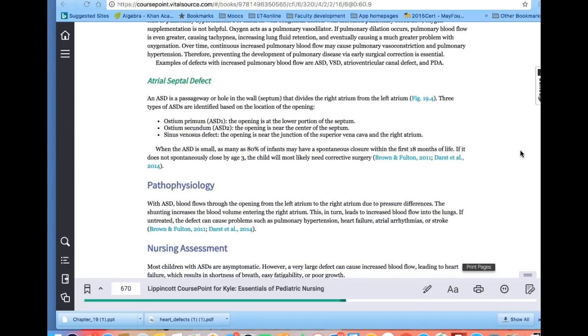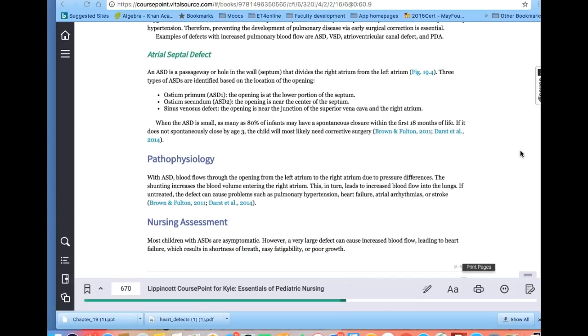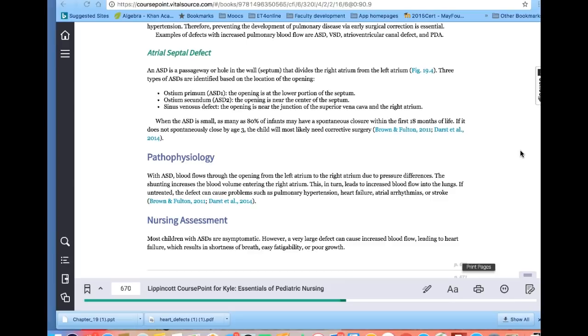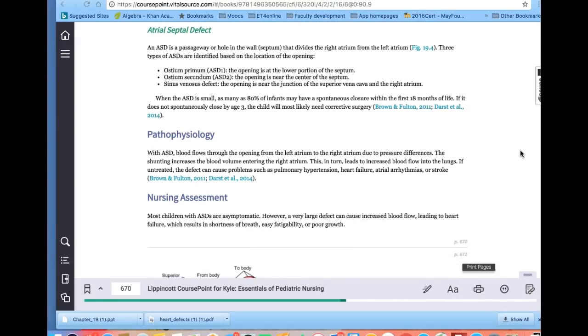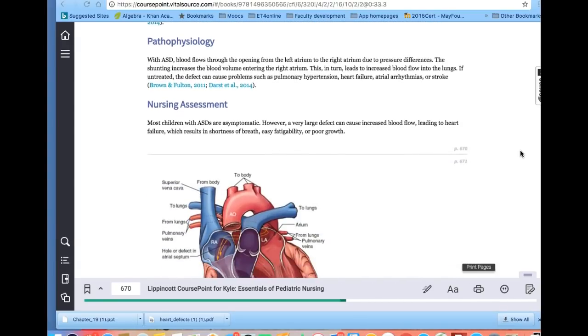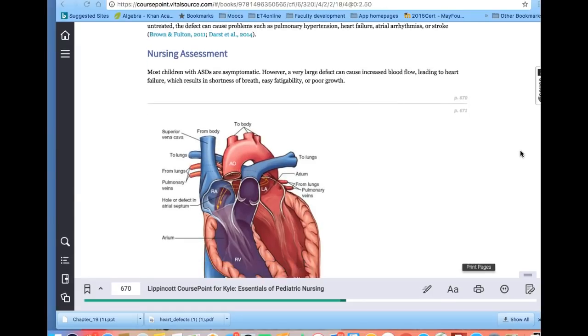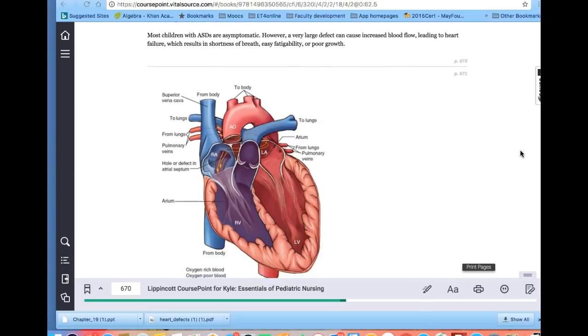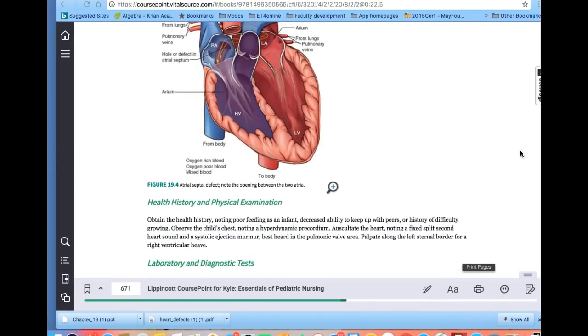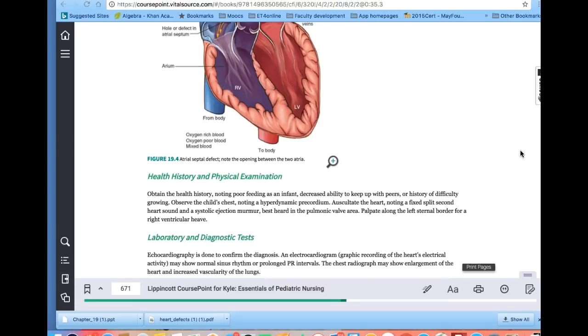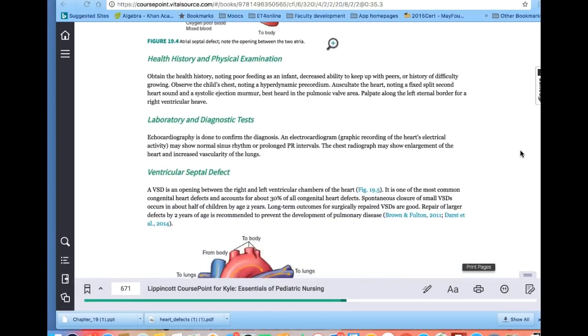There are 3 different kinds or classifications of an ASD. You don't need to know those. You do need to know that it's an opening between the atria that allows increased blood flow to the lungs. Most kids are asymptomatic. If it's big enough, you're going to see signs and symptoms of heart failure, which we have talked about already. How do they fix it? Well, they just kind of wait and watch. Usually close about 18 months.